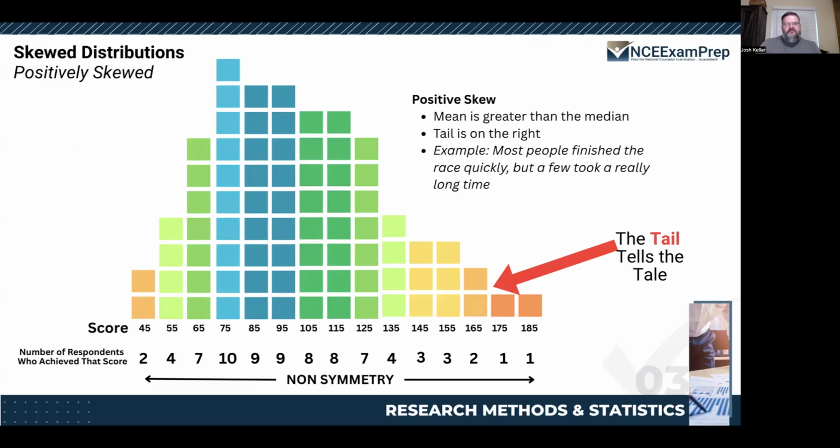And positively skewed distributions are just the opposite. The mean is going to be greater than the median. The tail is going to be on the right. So for example, most people finished the race quickly, but a few people took a really long time. If we were going to do race scores, they would be positively skewed if there are some really fast people, but some that took a really long time.